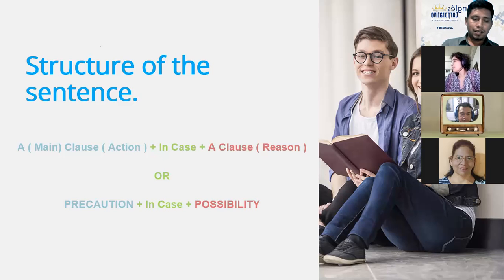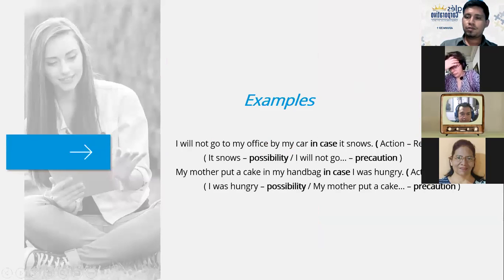The main clause, as we can identify there, is in blue. So in case is in green, and the clause that is going to be the reason is in red. If we make that formula shorter, we can say that the main clause is going to be the precaution of something, and the reason is going to be the possibility to do so. Here we have some examples of it. It says, I will not go to my office by my car. This is the main clause, the action. In case it does snow.